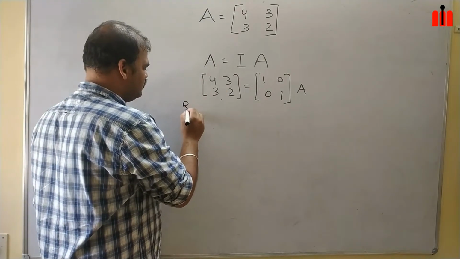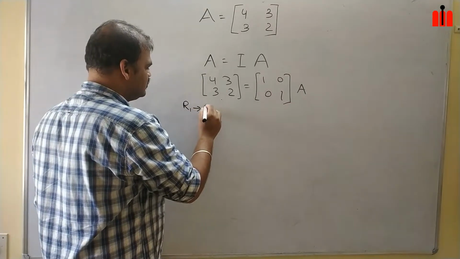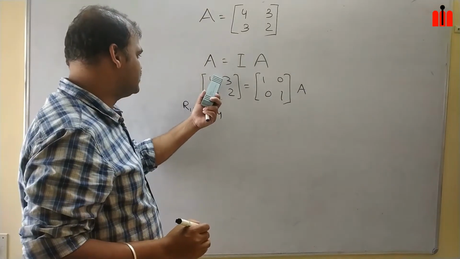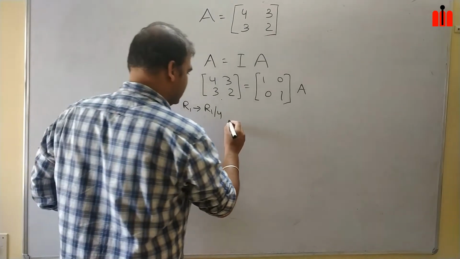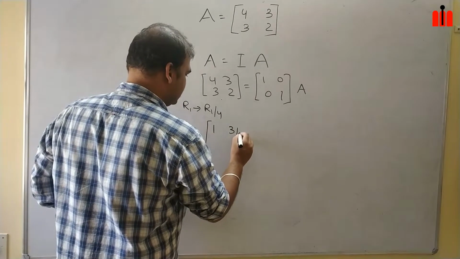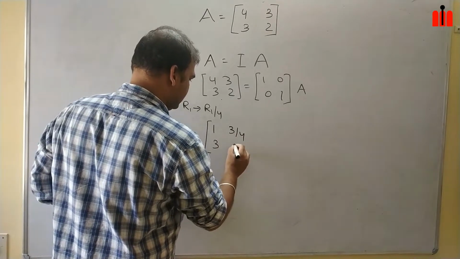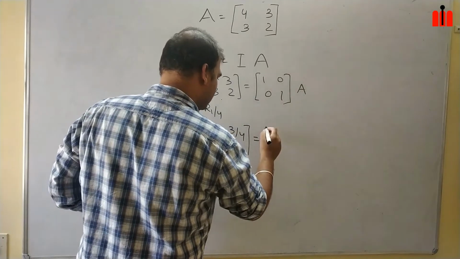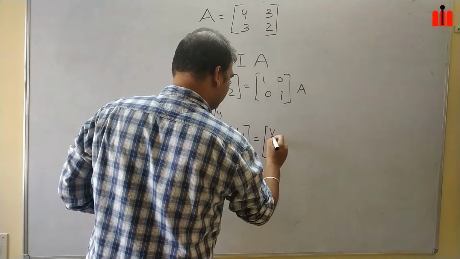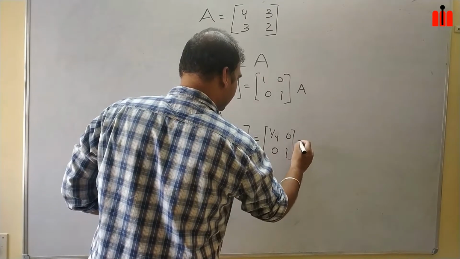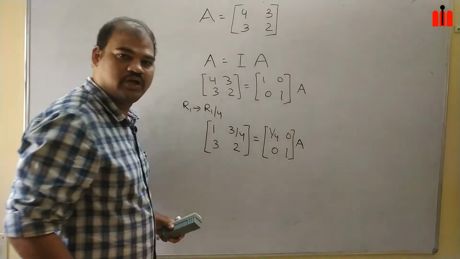So I will do R1 tends to R1 by 4. R1 I will divide by 4 such that I will get 1 here. So it will become 1 3 by 4, 3 2. Same you will do here, so it will become 1 by 4 0, 0 1, A.